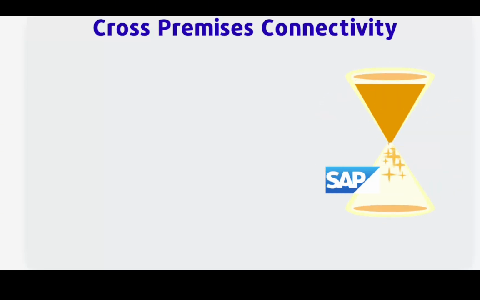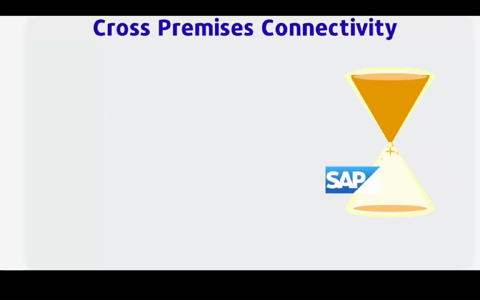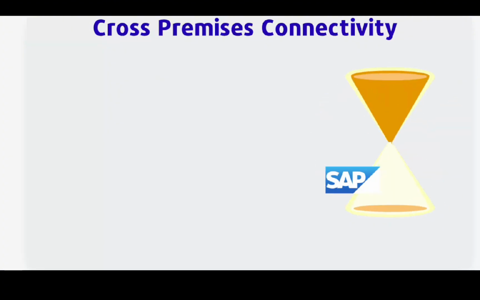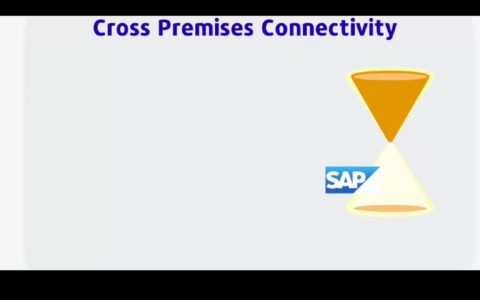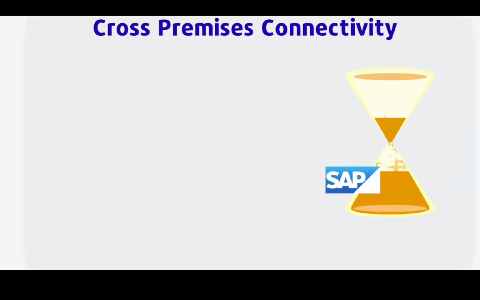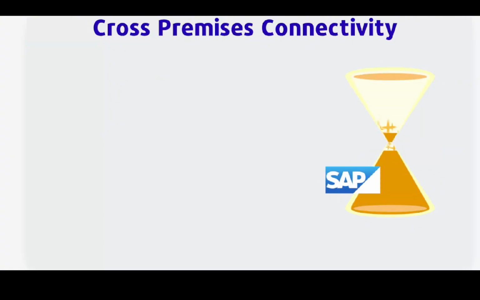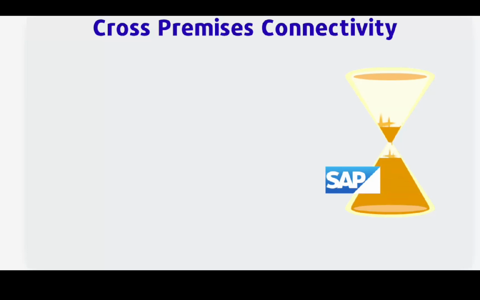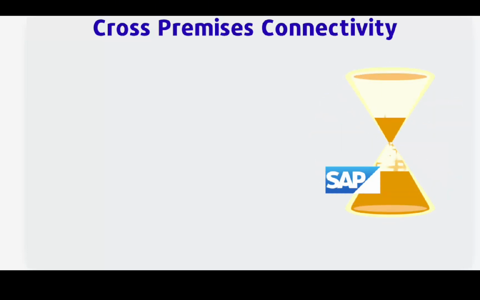What is cross-premises connectivity? Now there is a virtual data center which is in Azure, and we have another data center which is on premises, which is a physical data center. Now in order to establish connectivity between these two, we need to provide some elements of Azure. We have already discussed these elements in our previous videos. Now what we are going to discuss now is what is cross-premises connectivity and what is cloud-only connectivity.